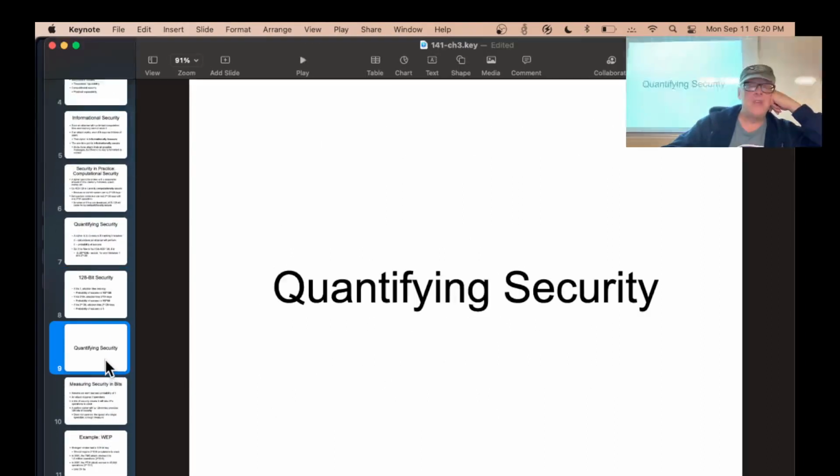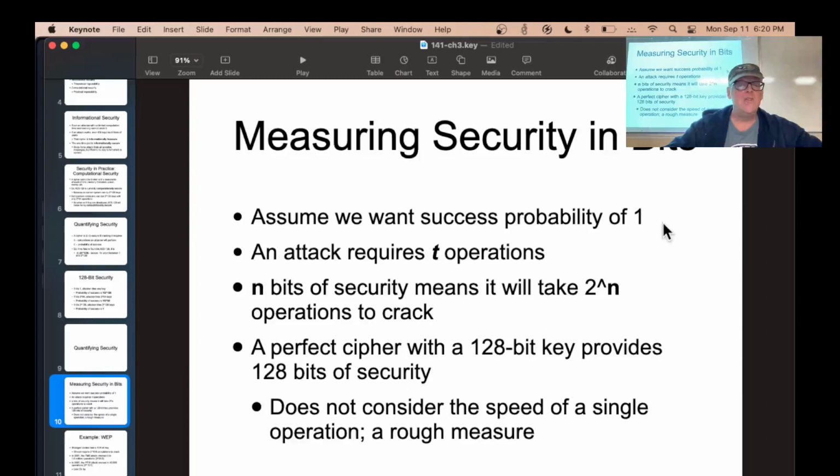All right. So then you can quantify security, so you can measure it in bits. If you want a success probability of 1, an attack will require T operations. So n bits of security means it will do 2 to the n operations to crack. So AES 128, if it's perfect and there's no mathematical flaw, is 128 bits of security, which means somebody has to guess 128 random bits to get in, and that is impossible. Even 100 random bits is more than anybody can guess in all the time in the world and all the computers in the world. So now this doesn't consider how much time it takes to do one calculation. It's just a rough measure.